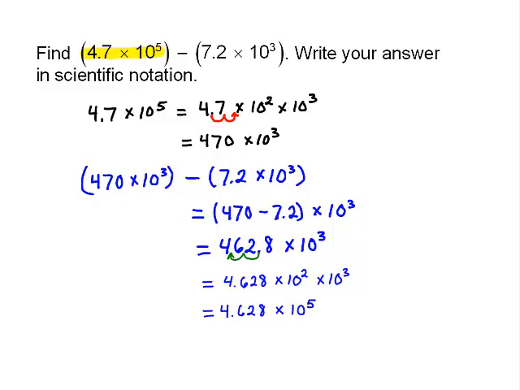So the difference of 4 and 7/10 times 10 to the 5th and 7 and 2/10 times 10 to the 3rd is 4 and 628 thousandths times 10 to the 5th.